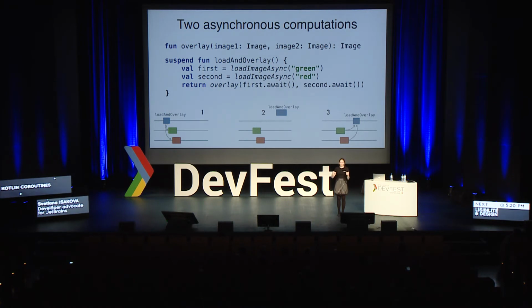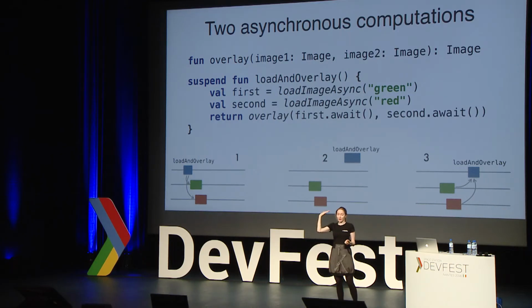So let's again look at some example. Here we have a classical example to show you two asynchronous computations. We want to load two images, both asynchronously. So if you have enough threads, they will be loaded in parallel. And afterwards, when both of the images are loaded, we want to overlay them, to do something with both of these images. So we know now that we define this function.